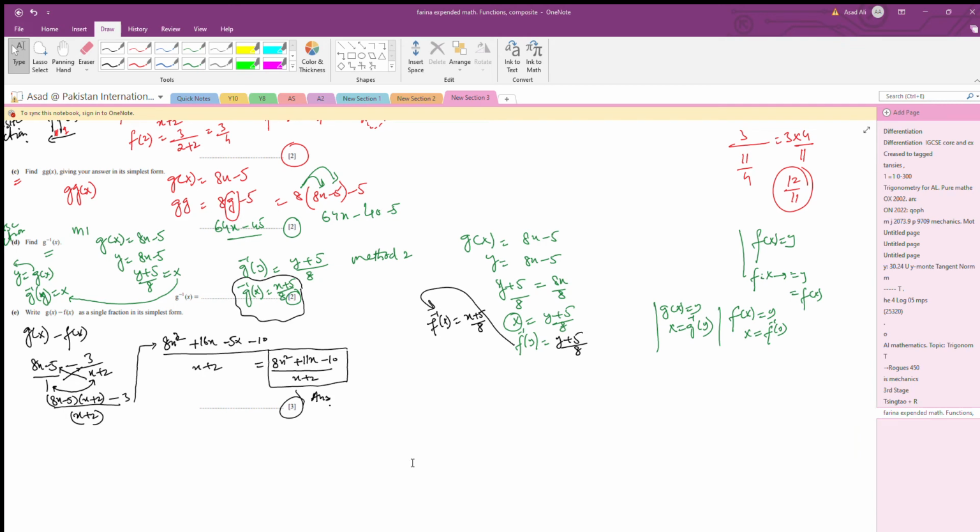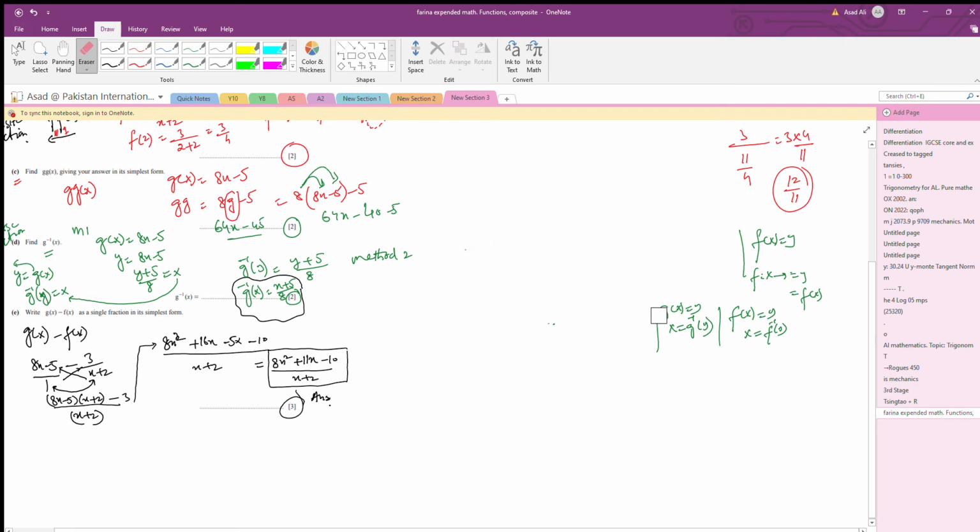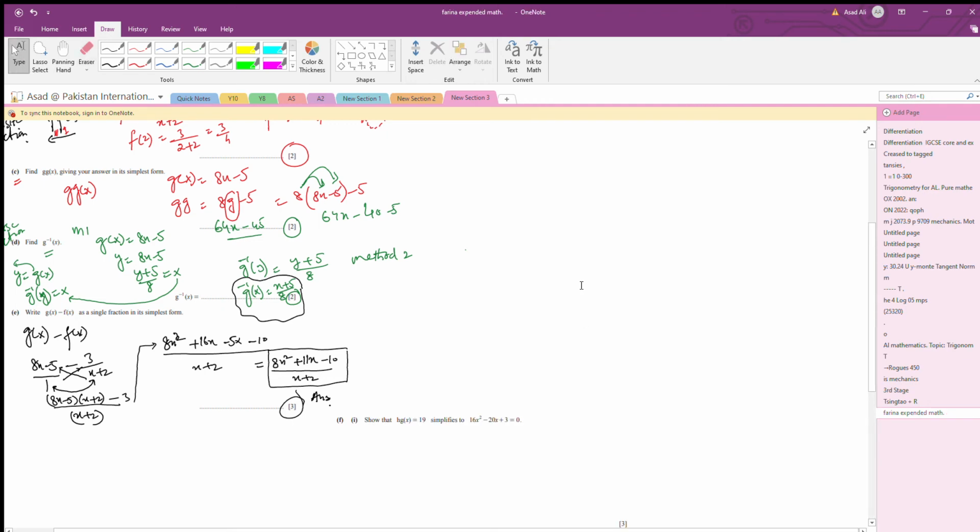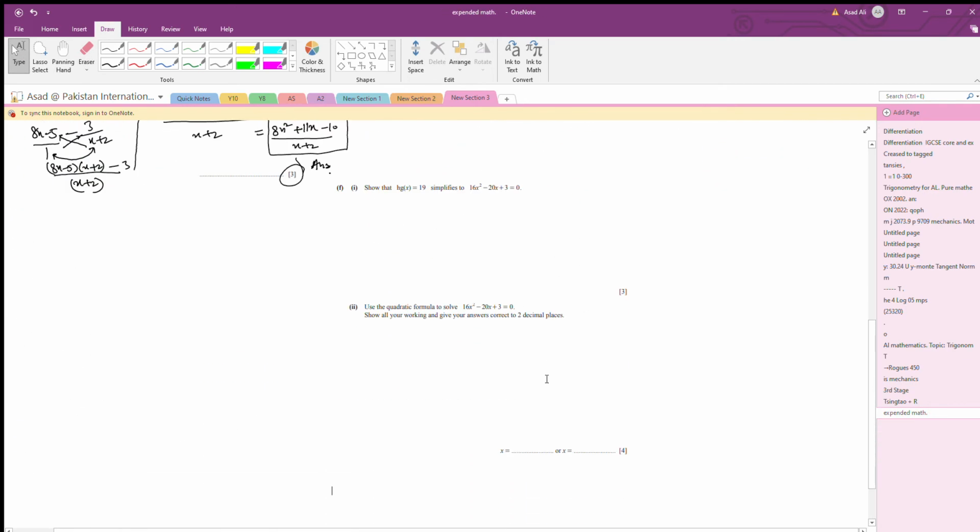Let me see. I will need to erase some parts here, so I'm going to erase this part.